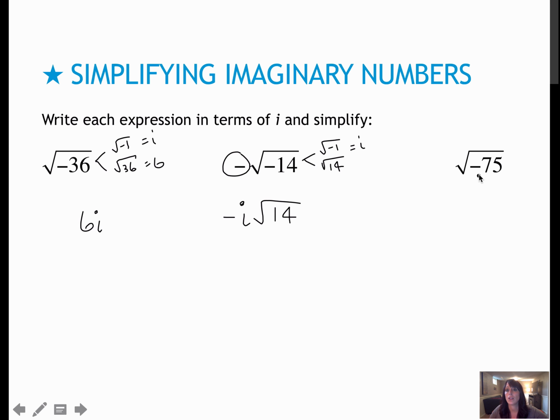And the last one, the square root of -75, I would break that into -1, 3, and 25. The square root of 25 is 5. The square root of -1 is i. Radical 3 is ugly, so the 5 and the i are on the outside, and the 3 is still on the inside.